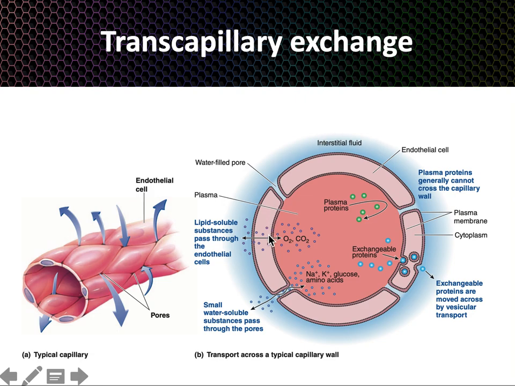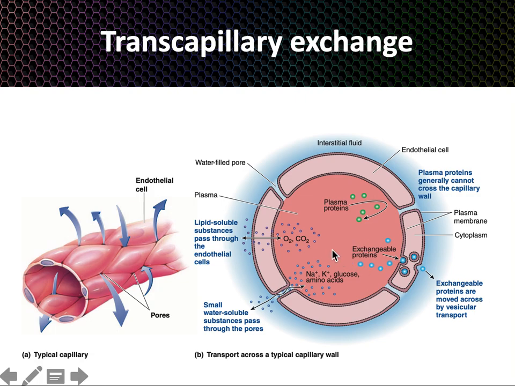Small water soluble substances, like sodium, potassium, and amino acids, are exchanged between plasma and interstitial fluid by passing through these water filled pores, sometimes through the spaces, or through water pore channels in these endothelial cells which transfer these substances. Whereas lipid soluble substances like oxygen and carbon dioxide just pass through the endothelial cells by passive transport called diffusion.